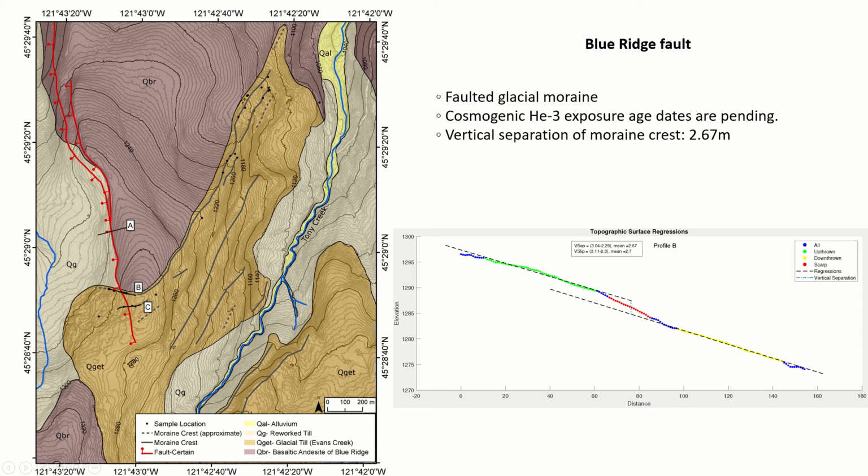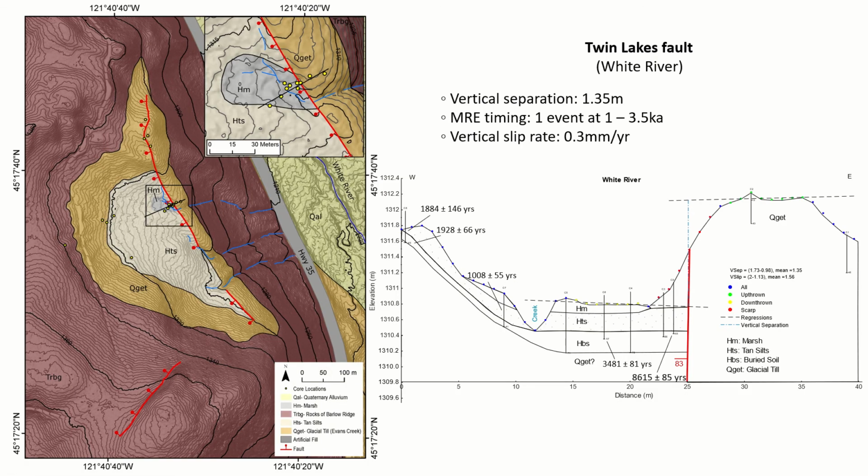Now we're going to take a look at the paleoseismic coring transects I performed along the Twin Lakes Fault. On the left, I show a geologic map of the Twin Lakes Fault near the White River where there is a scarp block drainage 10 kilometers south of the summit of Mount Hood. I have mapped glacial till as QGET, an infilling silty deposit as HTS, and a marsh as HM. The inset map shows the location of my coring transect where I used gouge cores to map the stratigraphy across the fault and collect C14 samples from offset surfaces.